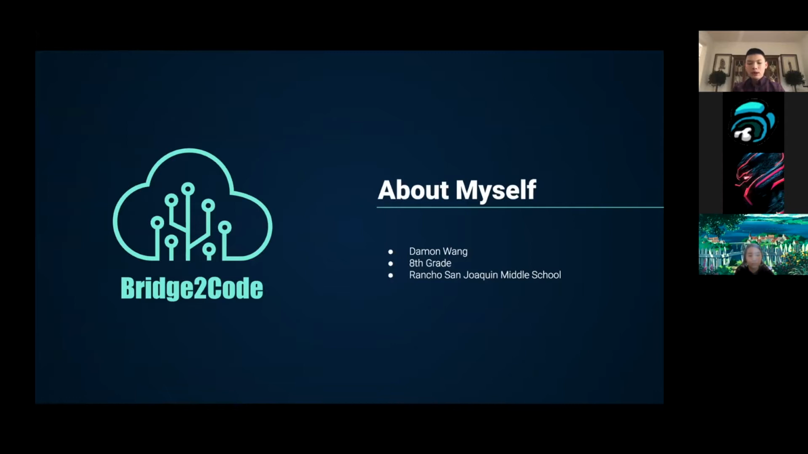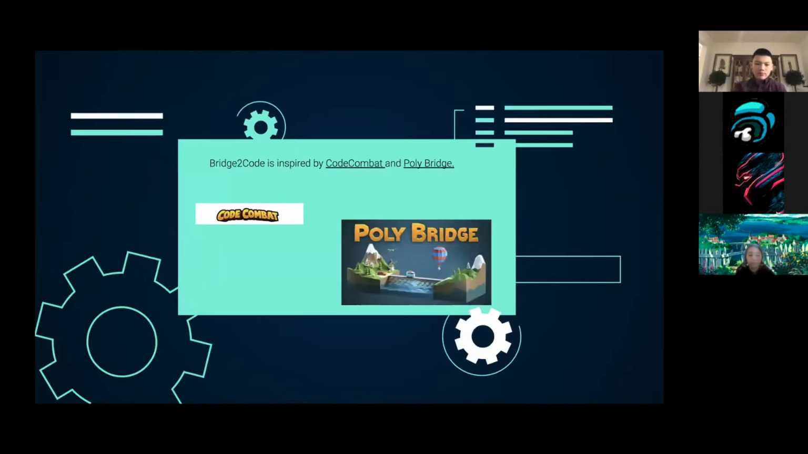So a little bit about myself. I'm Damon Wang. I'm currently in 8th grade at Rancho San Joaquin Middle School. I've been learning coding for more than 4 years. I started learning coding at a very young age, about 7. When I just came to America, I had nothing to do other than learning coding, which was my only hobby at that time. And I just really enjoyed it.